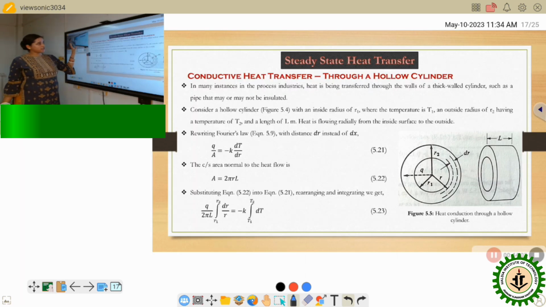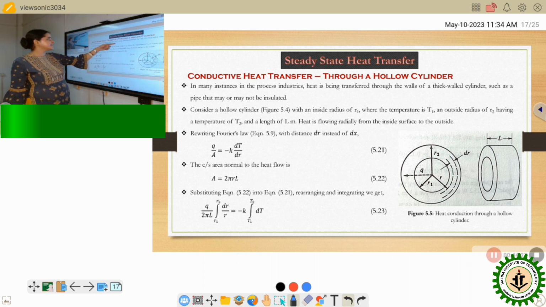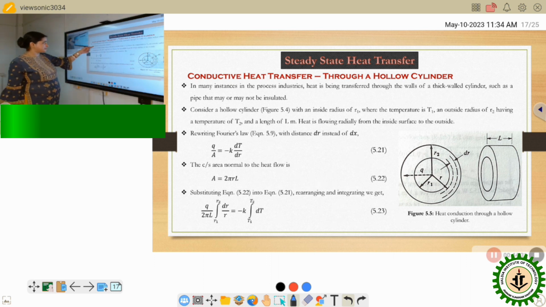So that was for a slab. Now if I consider a cylinder, in most of our thermal equipment, those are in cylindrical form. So I need to calculate what will be the heat transfer through a cylinder or a sphere. For a hollow cylinder, in many instances in the process industries, heat is transferred through the walls of thick-walled cylinders, such as a pipe that may or may not be insulated. You must have done problems of those, heat flow through a pipe, insulation and everything.